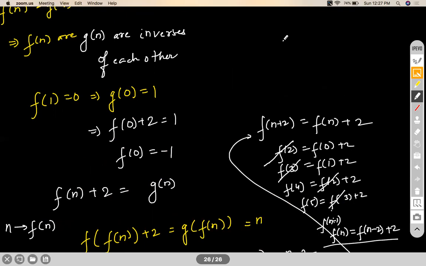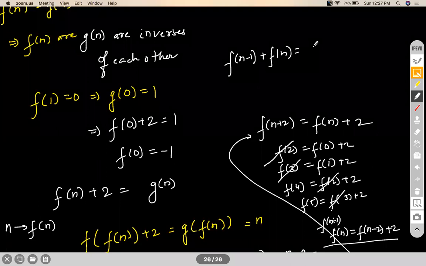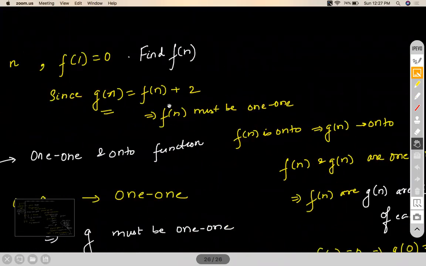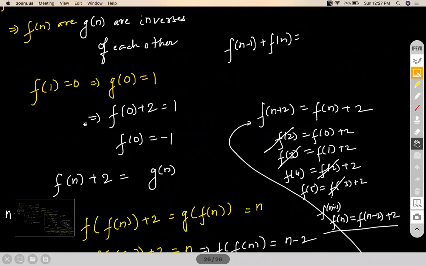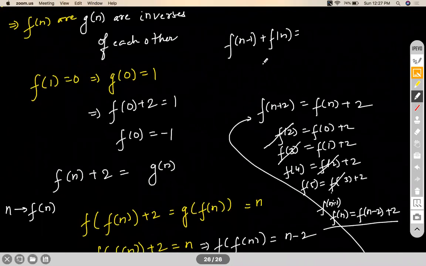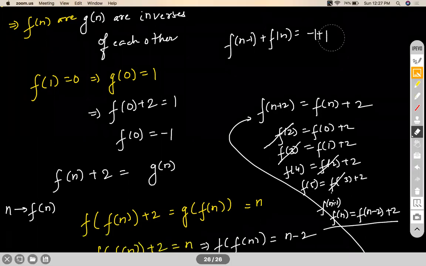So what do I get from there? F of n minus 1 plus f of n will be equal to f0 plus f1. F0 is minus 1. And f1 is 0, right? Yes. Correct. So this term will go off completely. What was f0 value? Minus 1. And f1 is 0.